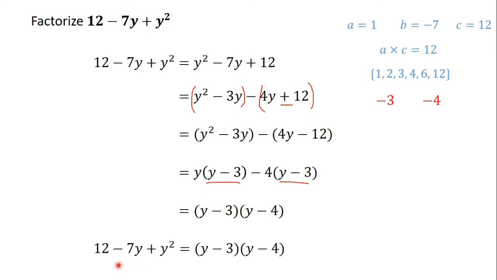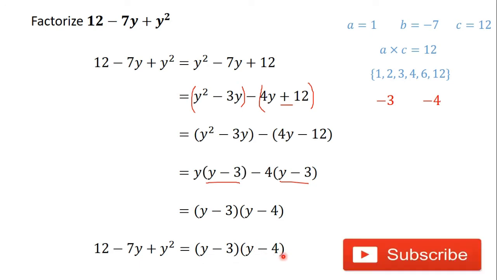This means that when we factorize 12 minus 7y plus y squared, you have y minus 3 in one bracket, then y minus 4 in another bracket.